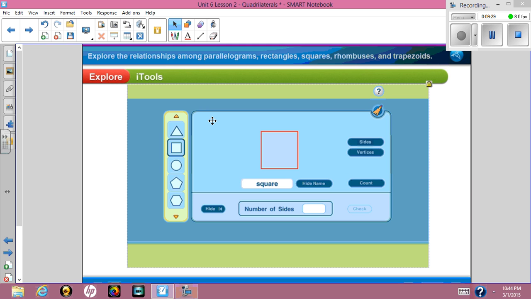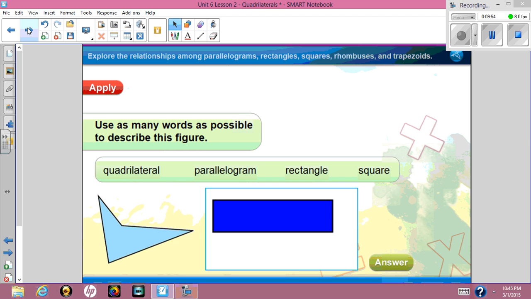Now this particular tool we can look at and count and identify the sides, attributes of figures, and we will be playing a little bit with this. We'll be looking at some parallelograms, some rhombuses, and rectangles and squares.